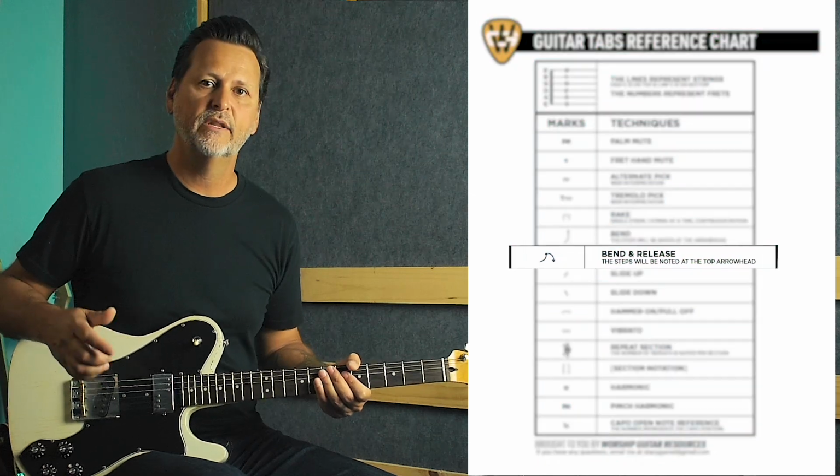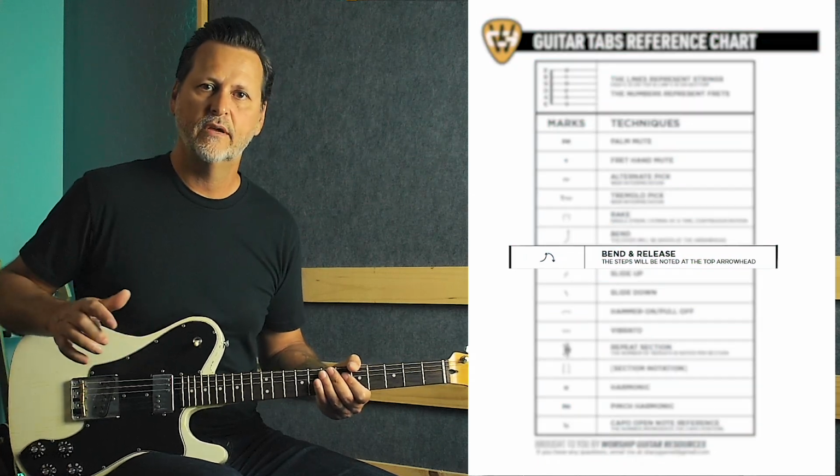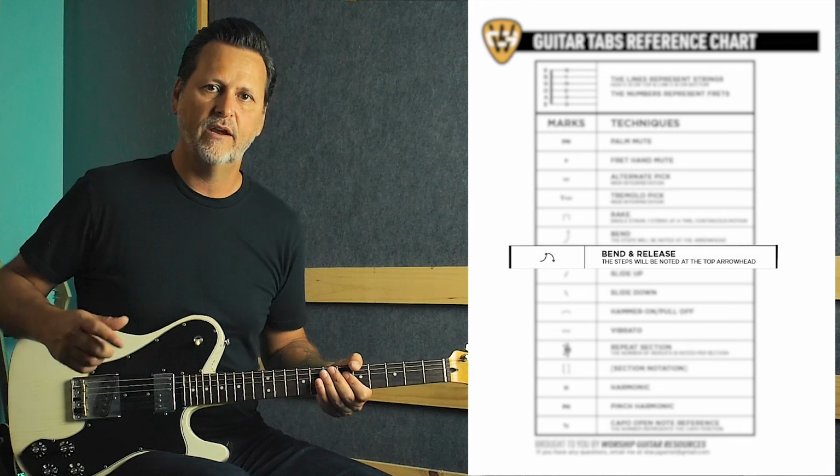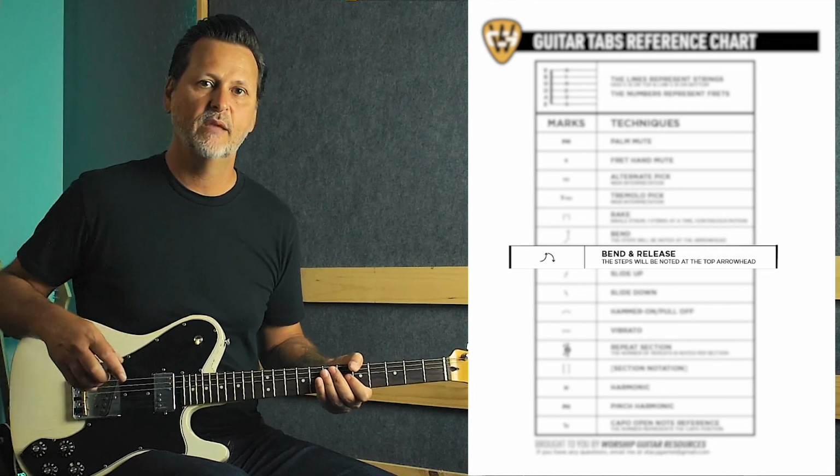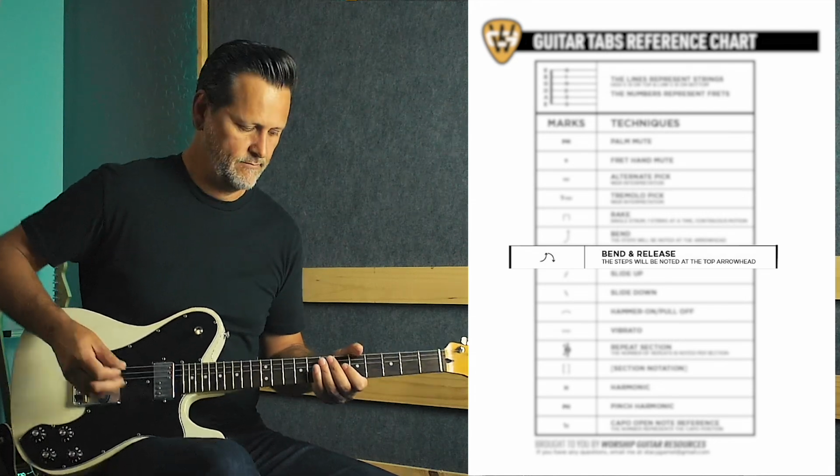Next we have bend and release, which is also going to be noted how much of a bend at the top of that arrow, and you're just bending it up and bending it back down. Sounds like this.